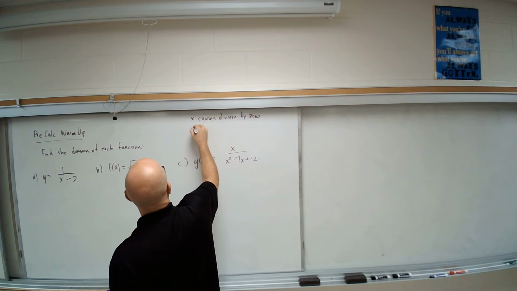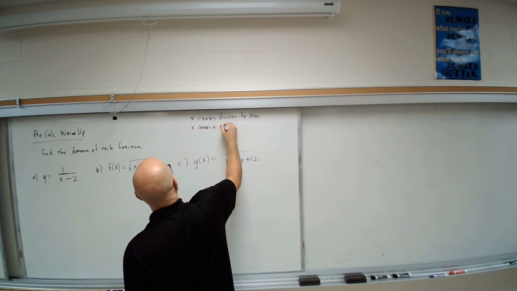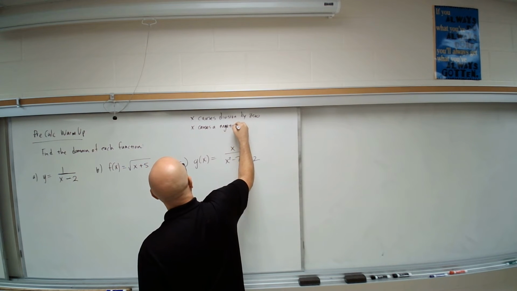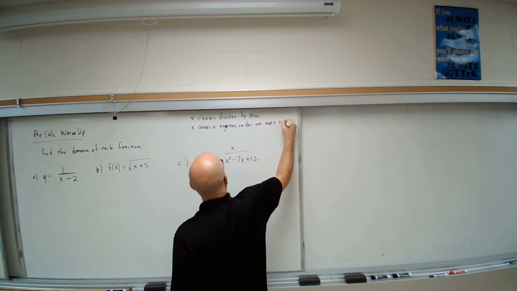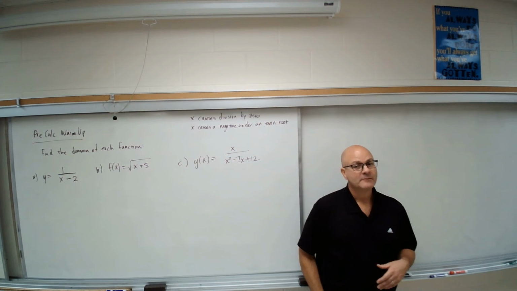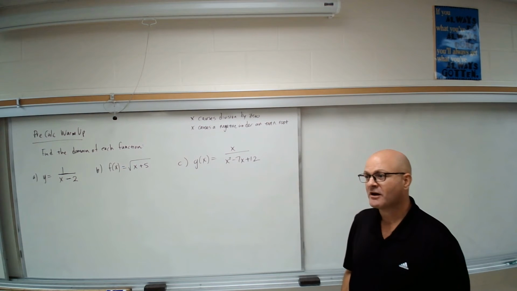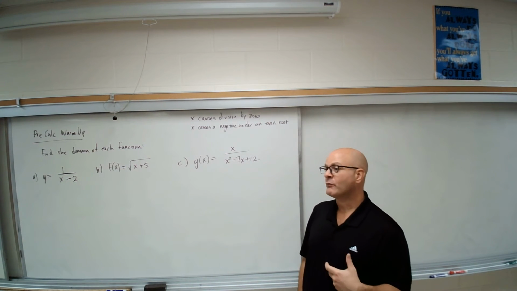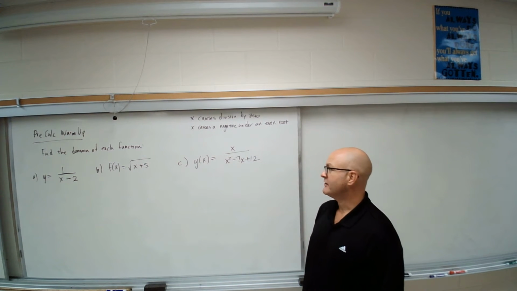Or the x causes a negative under an even root, right? You can't take the square root. You can take the square root of a negative number, but you don't get a real answer. When we talk about domain, and later we'll talk about range, we're talking about what real numbers, right? What real numbers versus imaginary numbers.